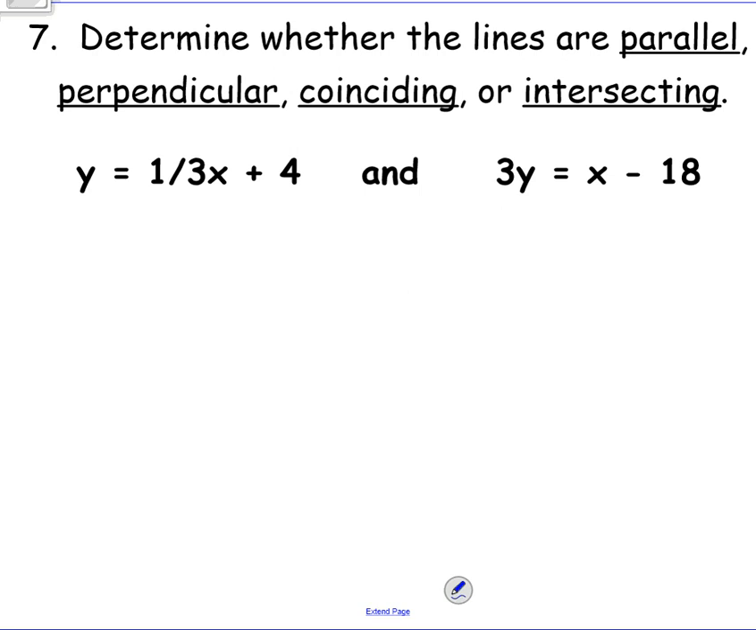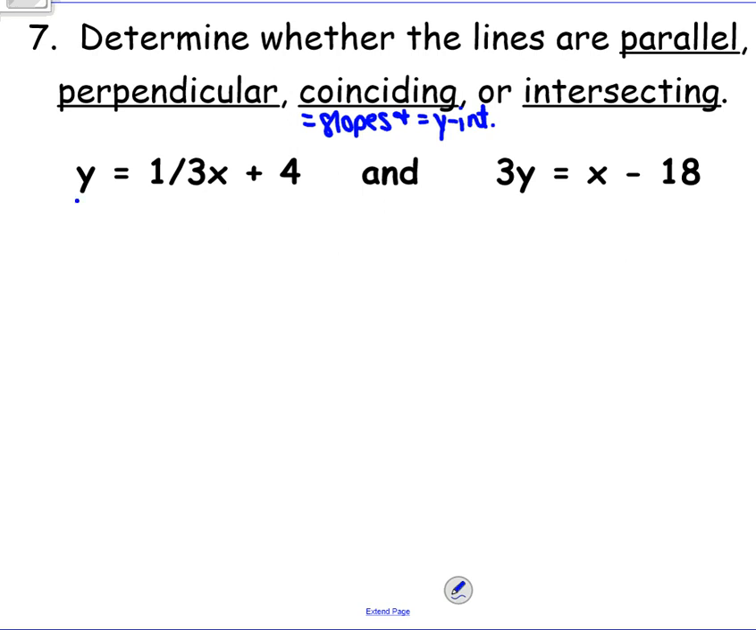So parallel means that the slopes are going to be the same. Perpendicular, the slopes are going to be opposite reciprocals. Coinciding, that's when the lines are exactly the same, so they have equal slopes and equal y-intercepts. And intersecting lines, if we're going to say they're intersecting, then that's kind of the none of the above. It's something other than the parallel, perpendicular, or coinciding.